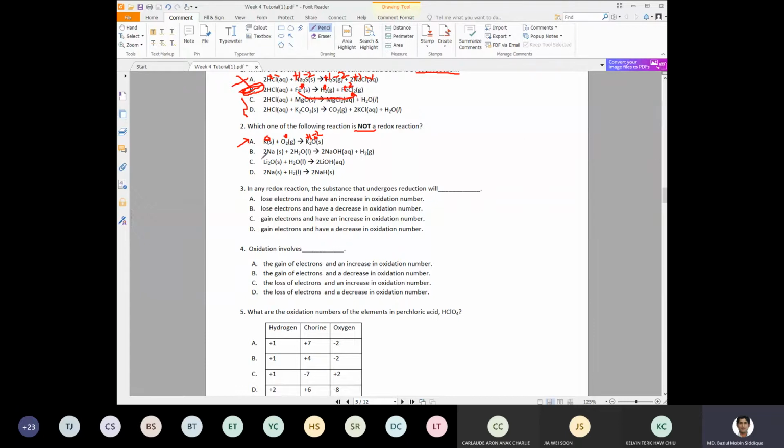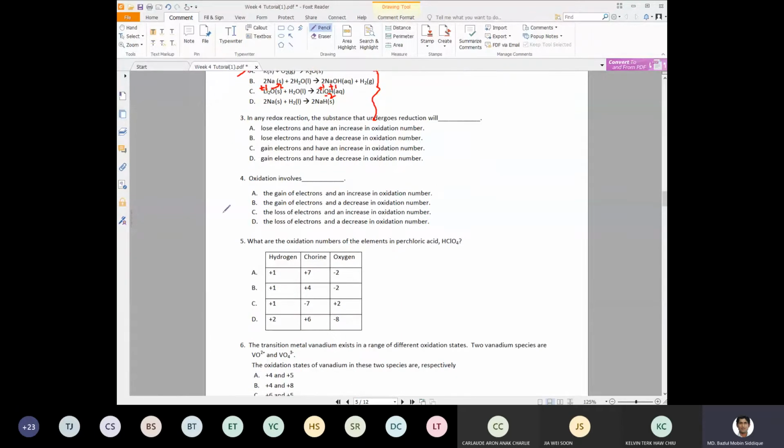So if we deduce all these 3 options, we see that lithium oxide here has lithium at positive 1 on this side. Oxygen is negative 2 on this side, and lithium is still positive 1 on the other side, and hydrogen is positive 1 as well, with oxygen negative 2. So the net oxidation state is not changing. That means it is not a redox reaction.